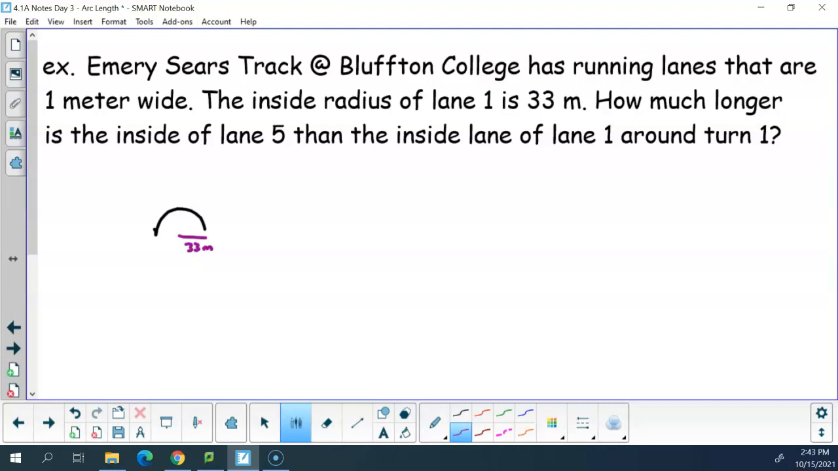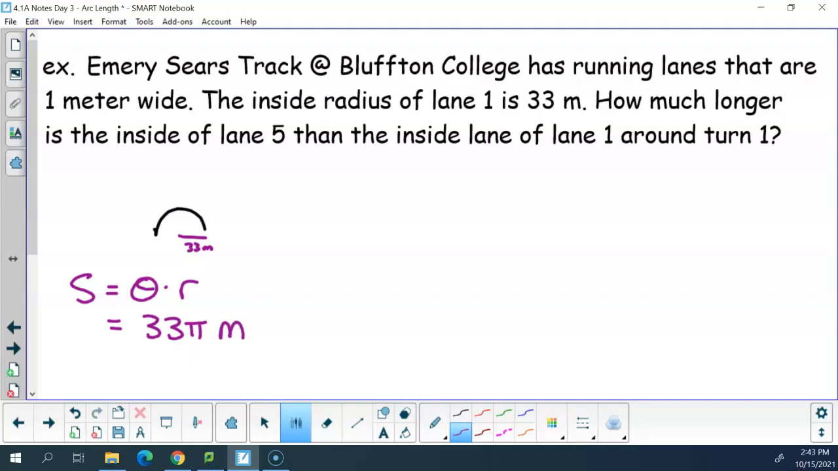So that arc length is going to be S is equal to theta times R. What is the angle that we went? 180, but can I use 180 degrees? No, you gotta break it out. So it's going to be pi. So the arc length of the inside of lane 1 is 33 pi meters. Right.